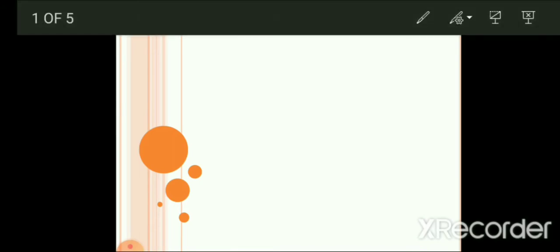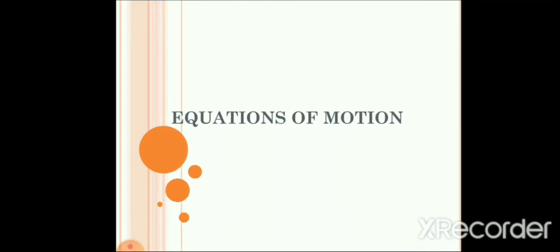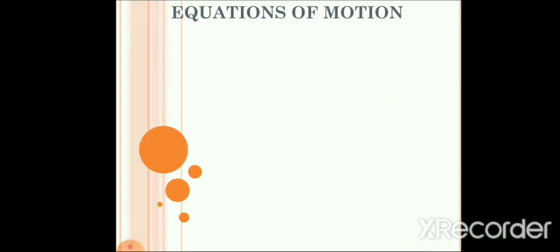In this video I am going to tell you how to derive the equations of motion. There are three equations of motion. Which are the three equations of motion? v equal to u plus at, s equal to ut plus half at square, and v square minus u square equal to 2as. These equations of motion we are going to derive graphically.